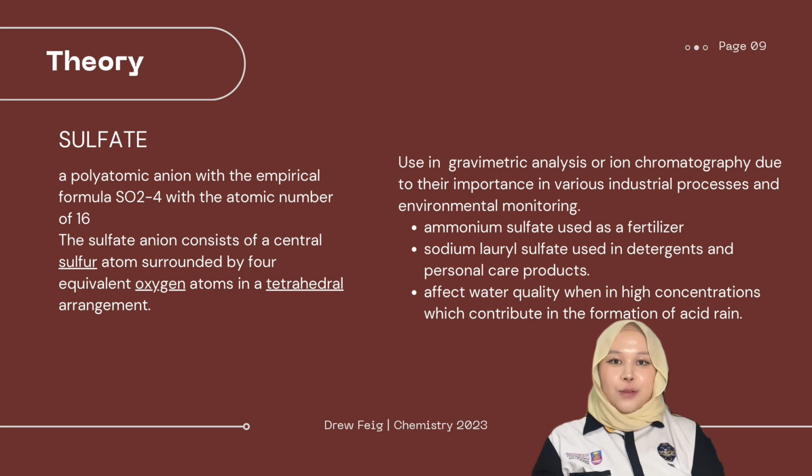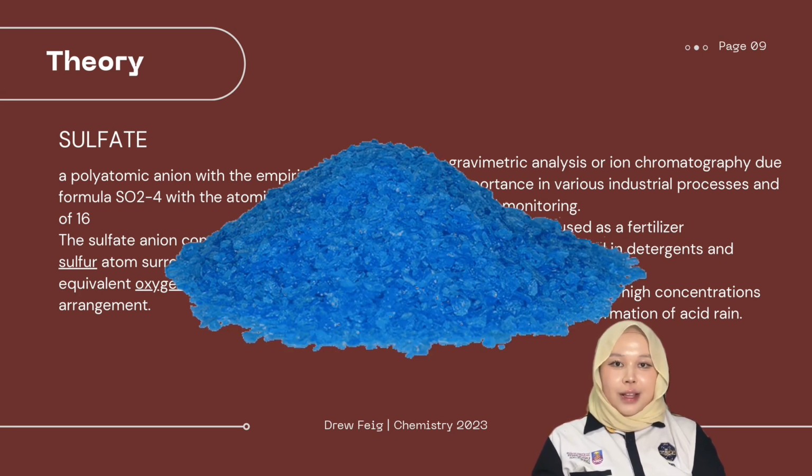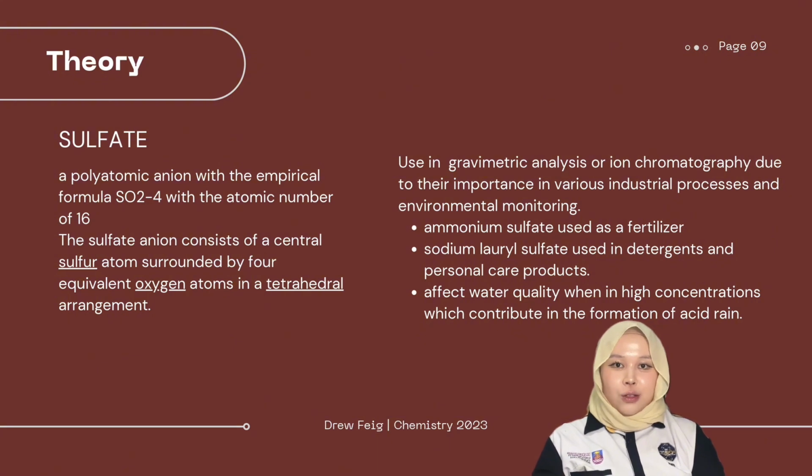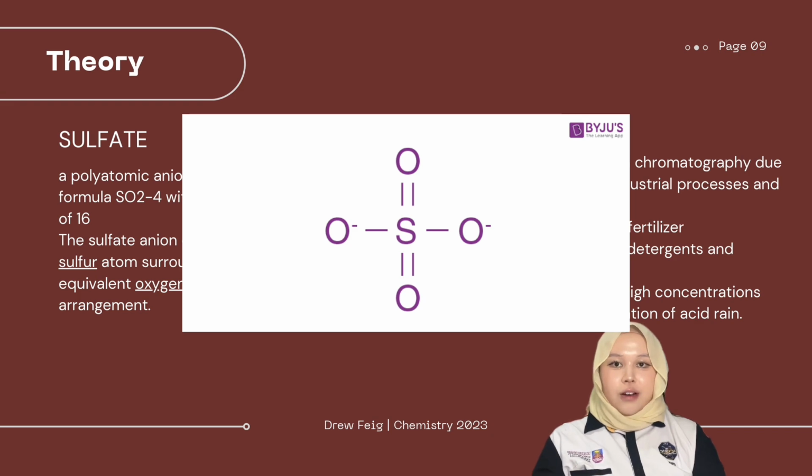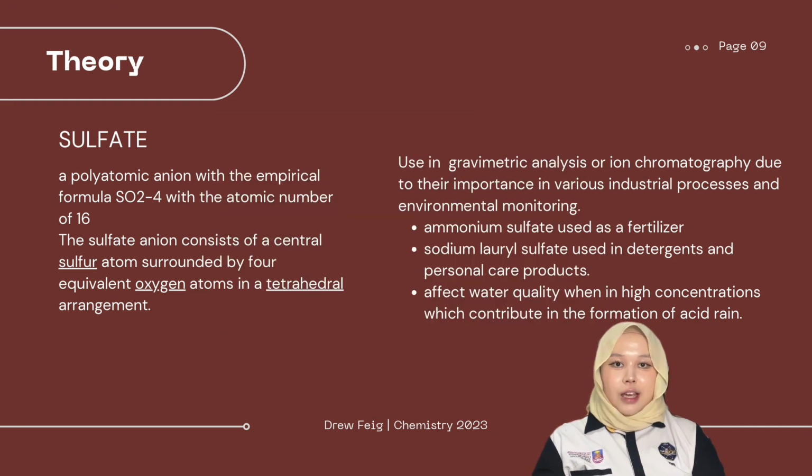And now, let's move on to the theory. Sulfate is a polyatomic anion with the empirical formula SO4 2-. It is an anion consisting of a central sulfur atom surrounded by 4 equivalent oxygen atoms in a tetrahedral arrangement. Sulfate is used in chromatography due to its importance in various industrial processes and environmental monitoring.